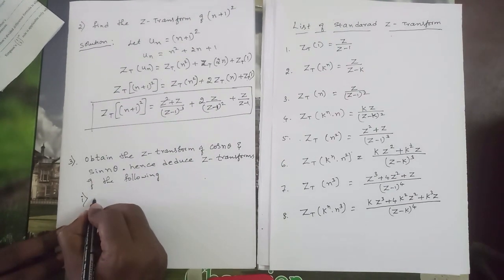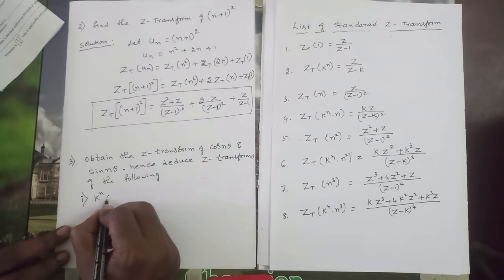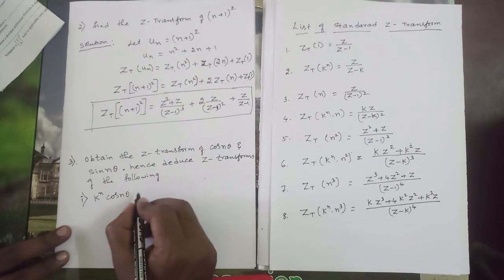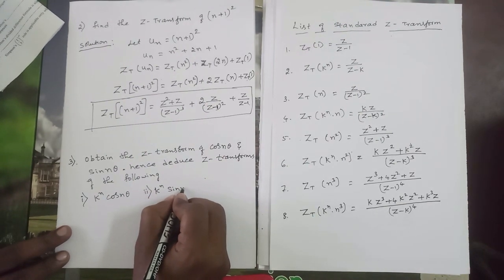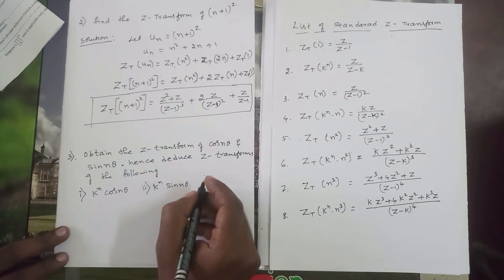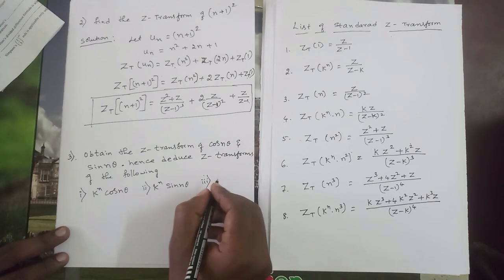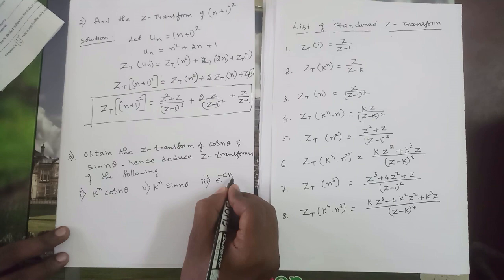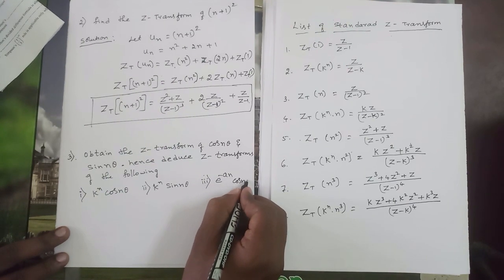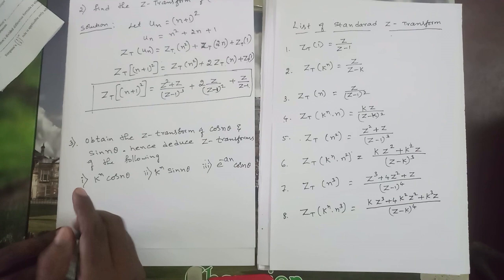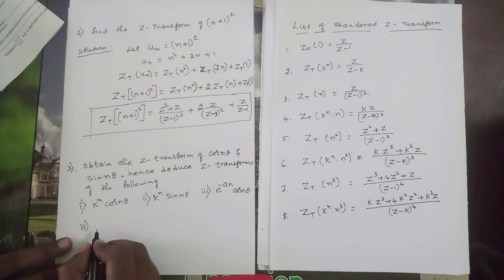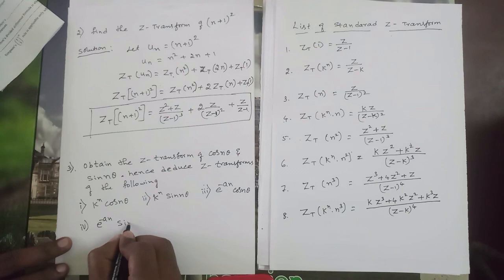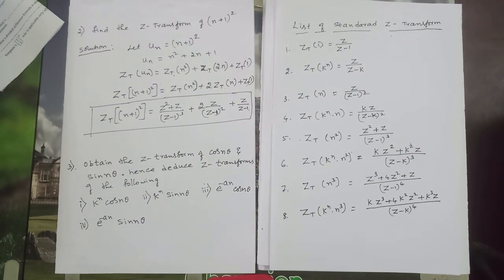First one, k to the power of n into cos n theta. Second one, k to the power of n into sin n theta. Third one, e to the power of minus an into cos n theta. Fourth one, e to the power of minus an into sin n theta.